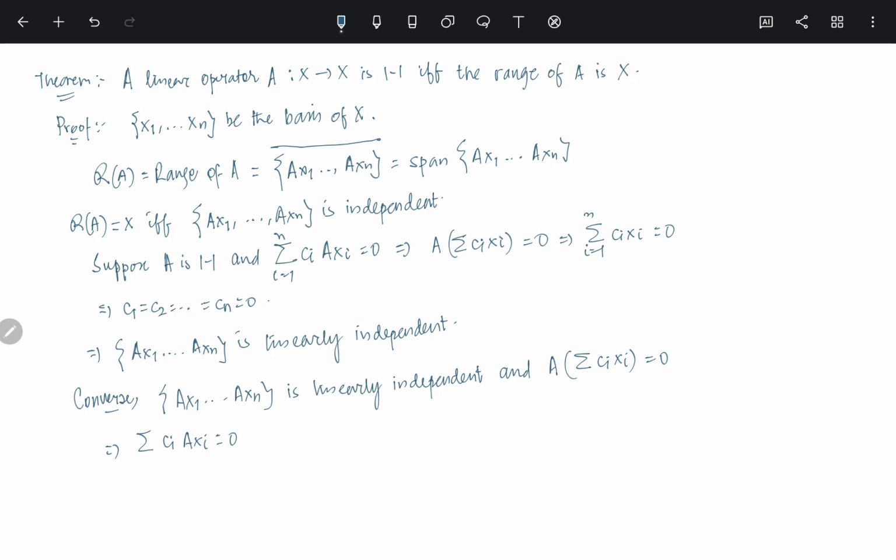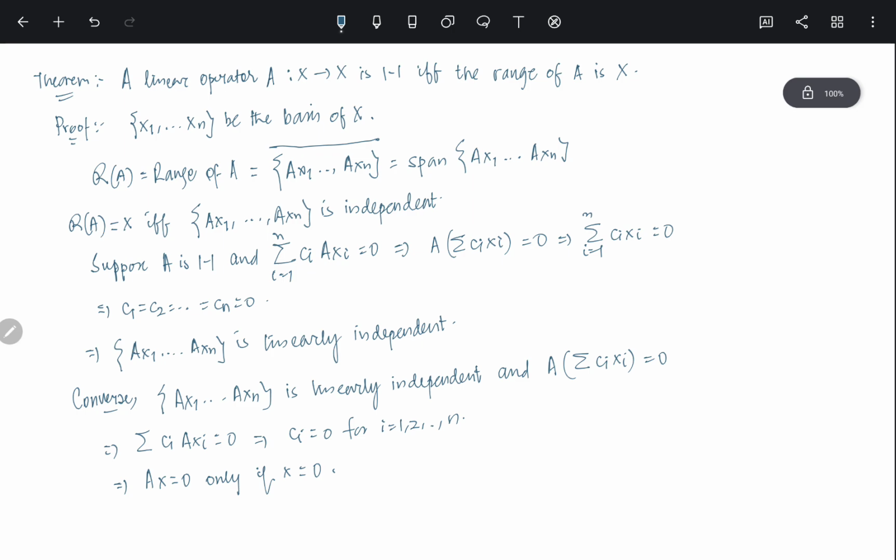It's very easy, because of the linearity we can write it, and that will imply that the ci's will be 0 for all i, i equals 1 to n. This is true because I have assumed that A(x1), A(x2), ..., A(xn) is linearly independent. So this will imply that A of x equals 0 only if x equals 0. Now let's say that A of x equals A of y.